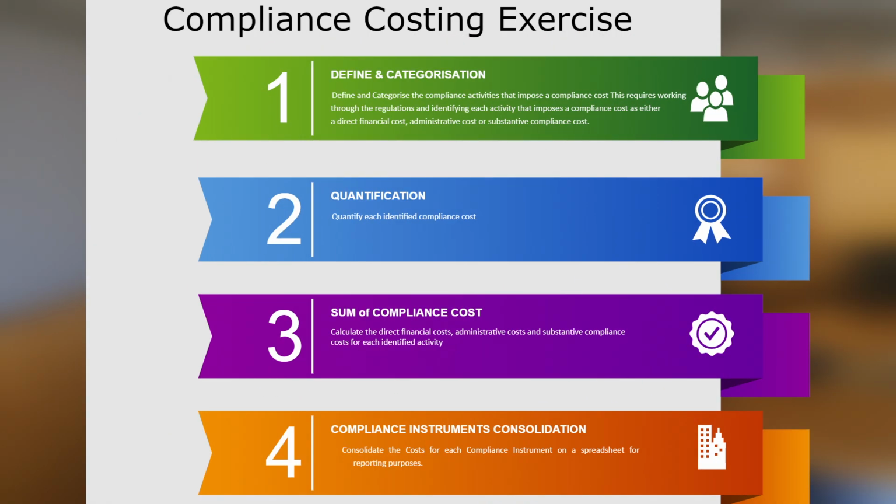The compliance costing exercise can be as follows. First, we define and categorize the compliance activities that impose the compliance costs. This requires working through the regulations and acts and identifying each activity that imposes a compliance cost as either a direct financial cost, administrative cost, or substantive compliance cost. We quantify each of the identified compliance costs. We calculate the direct financial costs, administrative costs, and substantive costs in each identified activity. We consolidate these costs for each compliance instrument on a spreadsheet for reporting purposes.